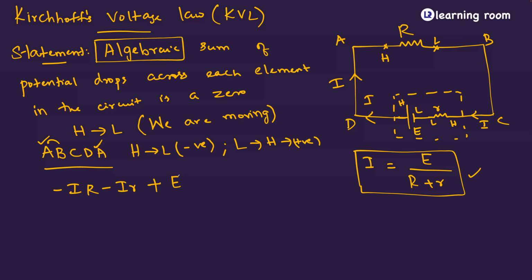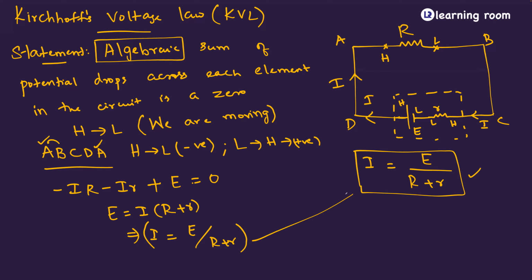So the algebraic sum of the potential drop across every element put together is 0. If I rearrange this equation, what will I get? I'll get E is equal to I into capital R plus small r, which implies I will be equal to E divided by capital R plus small r, which exactly matches with this value. You're able to understand? So both mean the same.